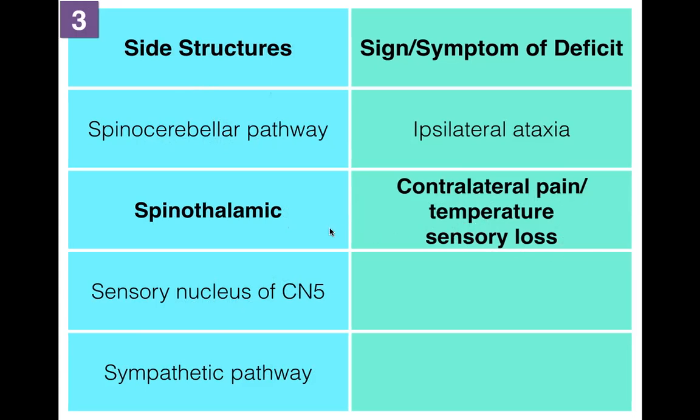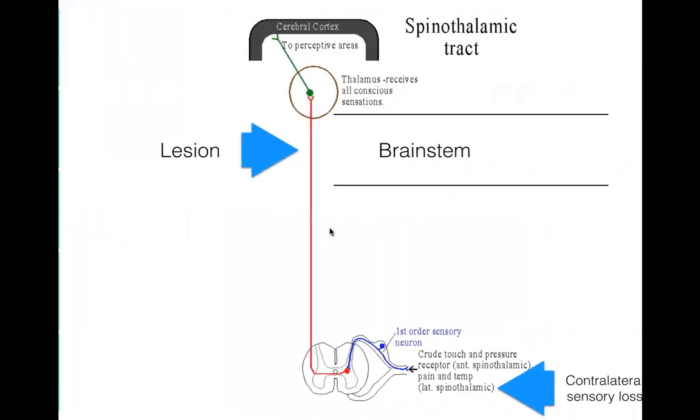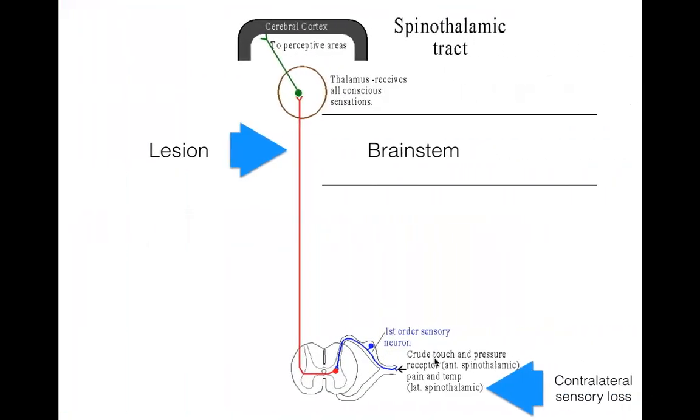So let's trace this pathway. This pathway carries the sensation for crude touch, pressure, as well as pain and temperature from the body. That information is relayed to the first order neuron located again on the dorsal root ganglion. This enters the dorsal horn and synapses with a neuron found on the gray matter of the spinal cord, which sends out fibers that would immediately cross over to the contralateral side and ascend as the spinothalamic tract.